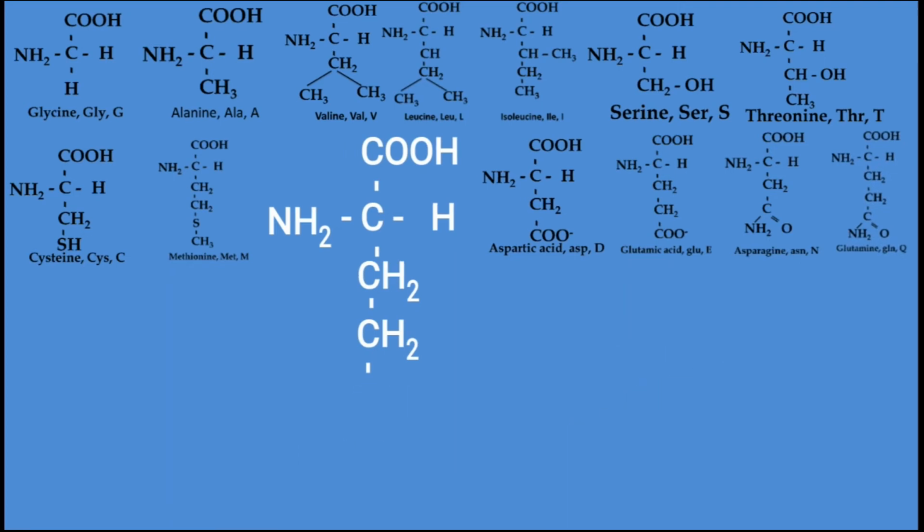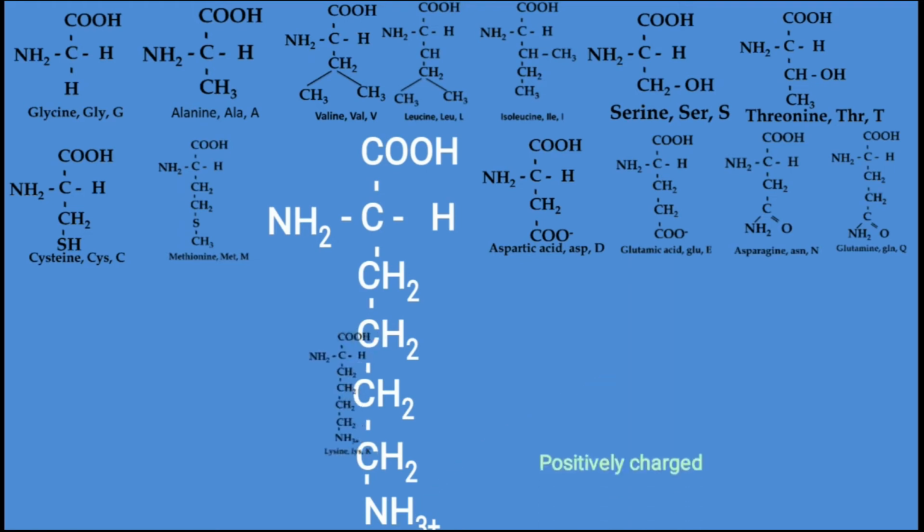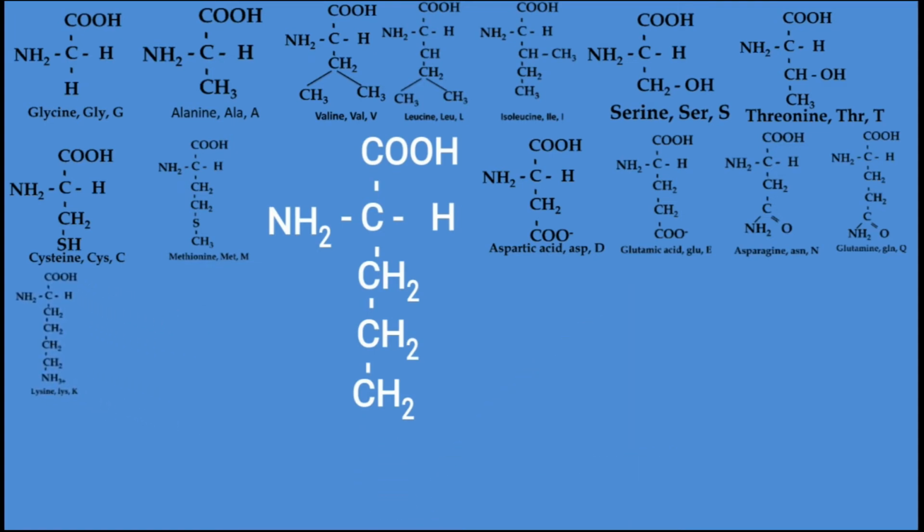And the next amino acid is lysine. It is a 5 carbon amino acid, and in the last methyl group NH3 plus is present, so it is a positively charged amino acid. And the next amino acid is arginine. It is a 5 carbon chain amino acid. Between the 3rd and 4th, the last carbon is surrounded by 3 nitrogen compounds, and one nitrogen is in the ionic NH2 plus form to make it positively charged.